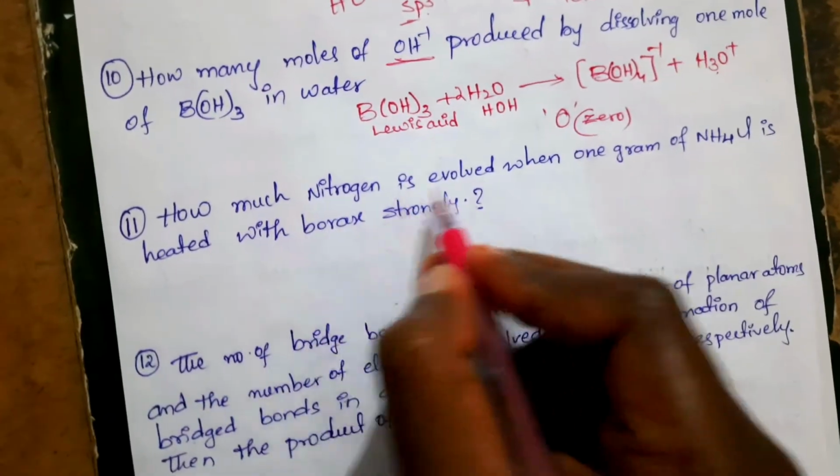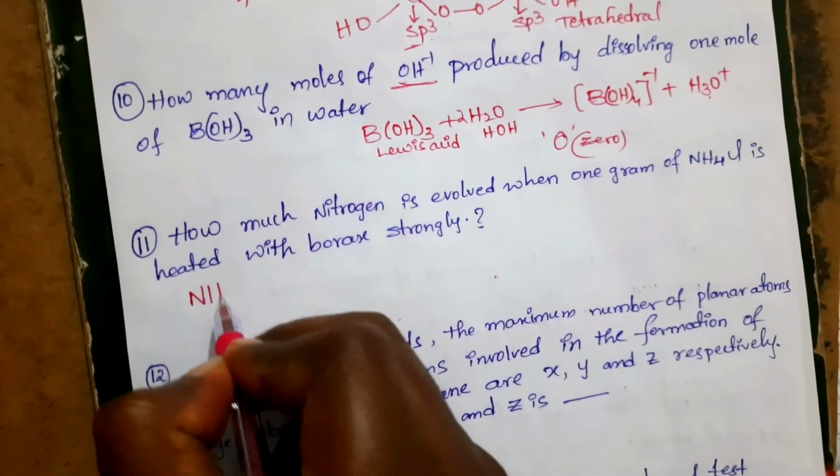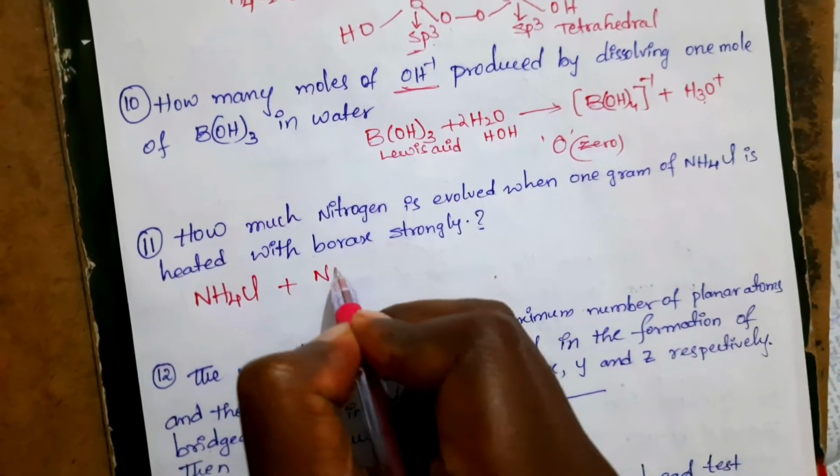Now, how much nitrogen is evolved when 1 gram of ammonium chloride is heated strongly with borax? What is borax here?